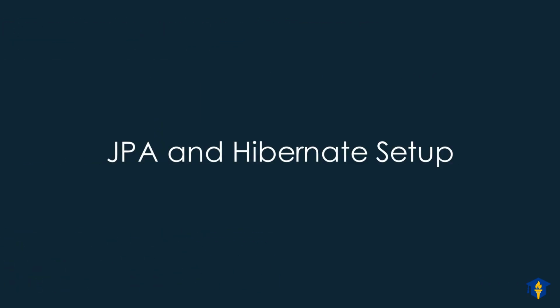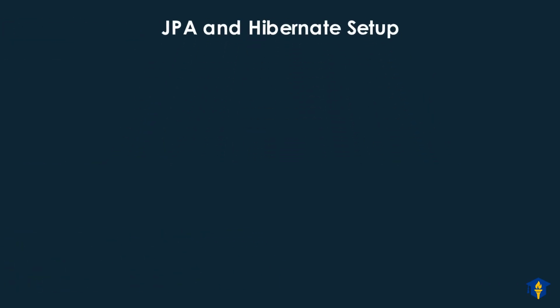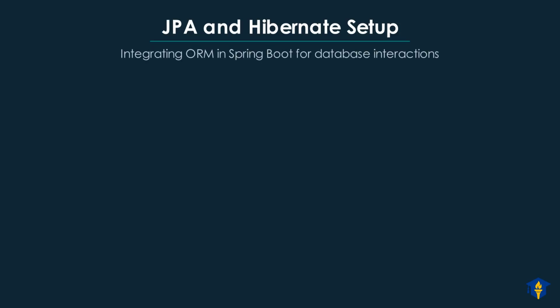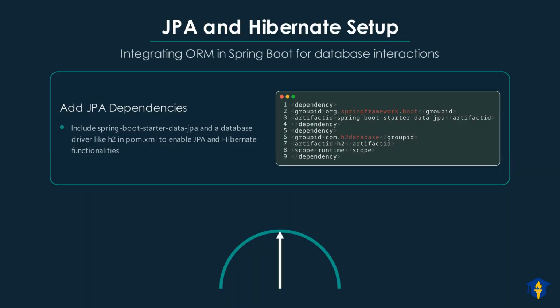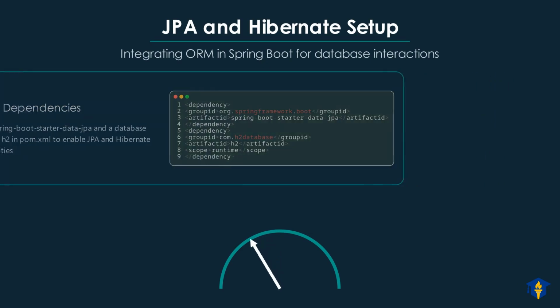We will now walk through setting up JPA and Hibernate in your project. This process involves integrating ORM in Spring Boot for seamless database interactions. The first step is to add the necessary JPA dependencies to your project. Include Spring Boot Starter Data JPA and a database driver like H2 in pom.xml to enable JPA and Hibernate functionalities. This code snippet adds the necessary JPA and H2 database dependencies to your project's pom.xml file.